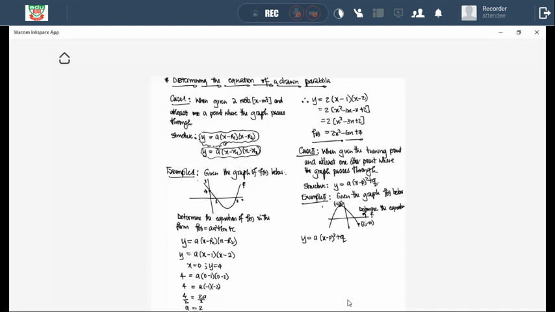Right, now what am I given? The coordinates of the turning point. At the turning point, it means p is equal to -1 and q is equal to what? 8. So I'm going to substitute that into my expression. So it means this is y equal to a in bracket x minus -1 whole squared plus 8, which is y is equal to a in bracket x plus 1 whole squared plus 8.